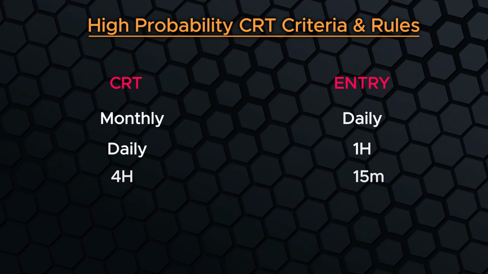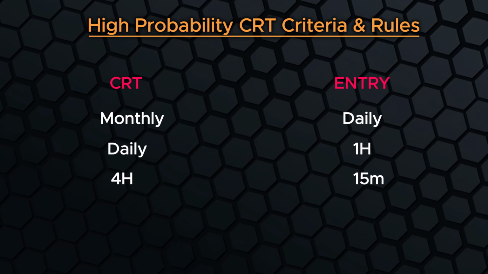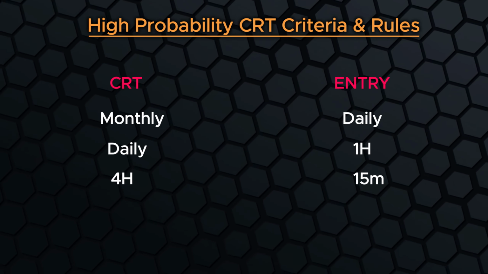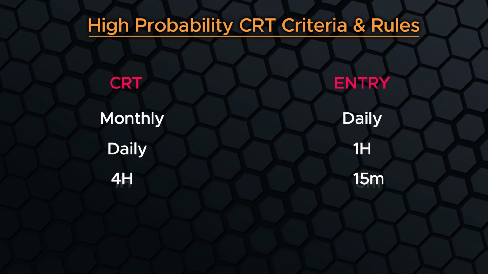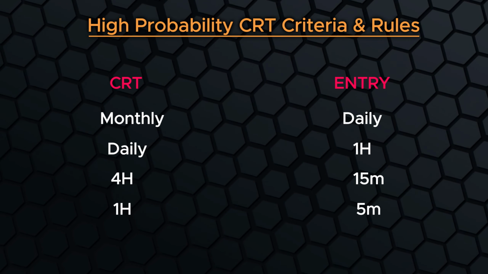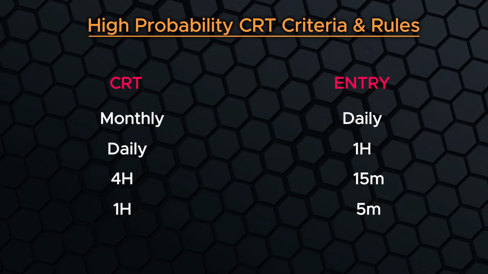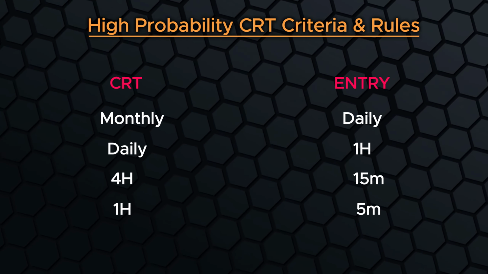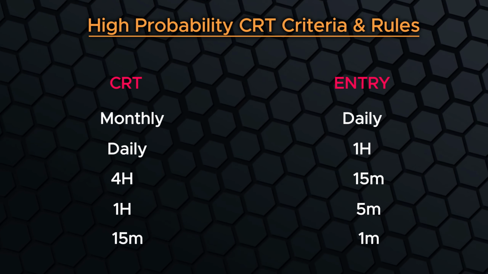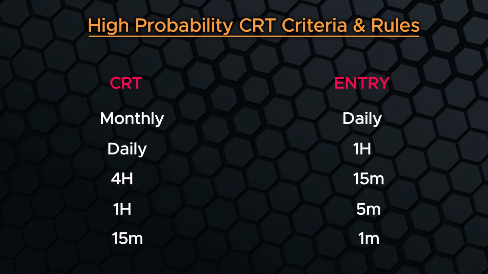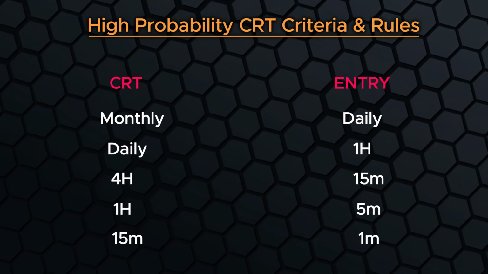If your identified CRT is on the 4-hour time frame, then entries must come from the 15-minute time frame. If your CRT is on the 1-hour time frame, then you can use a 5-minute or 1-minute time frame for your entry. If you use the 15-minute time frame to identify CRTs, then you should use 1 minute to place a sell or buy position.